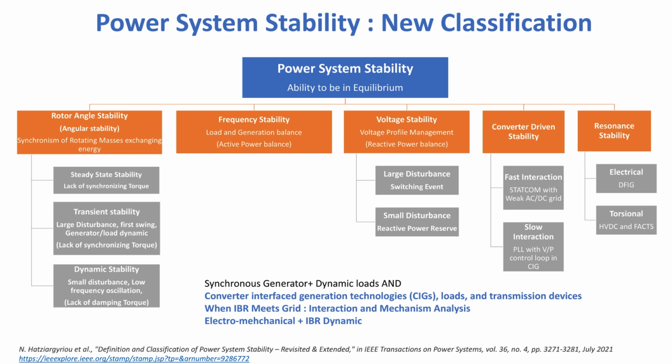So the new classification basically says stability is now about both the old electromechanical stuff and these new, faster, control-driven dynamics from IBRs. The system dynamics are electromechanical plus IBR dynamics. That's the takeaway. We need this broader view to understand and manage stability in the modern grid. It's more complex now. Definitely sounds like it.